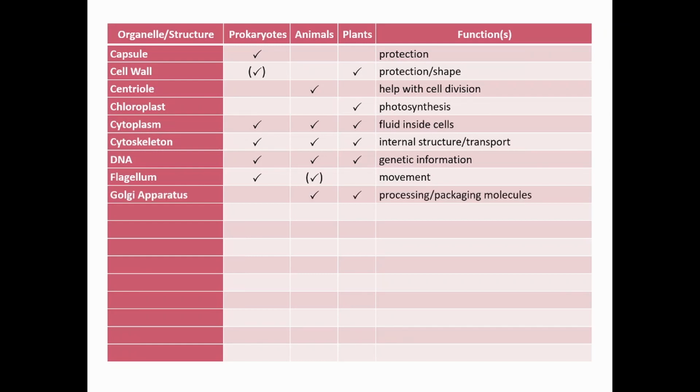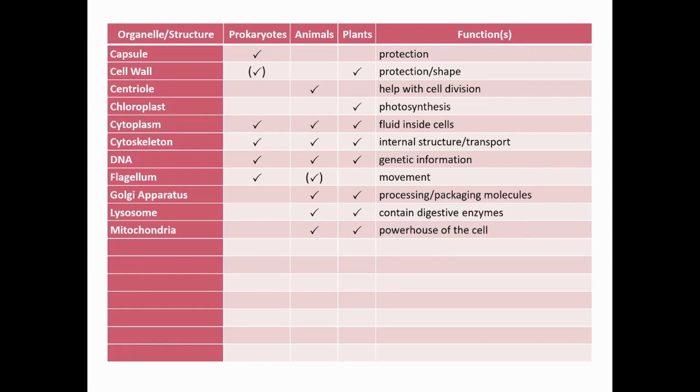The Golgi apparatus is strictly eukaryotic, found in both animals and plants, and it's going to help with processing and packaging molecules. It basically works as an Amazon fulfillment center, where it will take things from other organelles, organize them, process them, package them together, and ship them off to another location. Lysosomes are also animal and plant only, and they contain digestive enzymes. They're kind of like little recycling factories where they can take in materials and break them down back into smaller, more usable components.